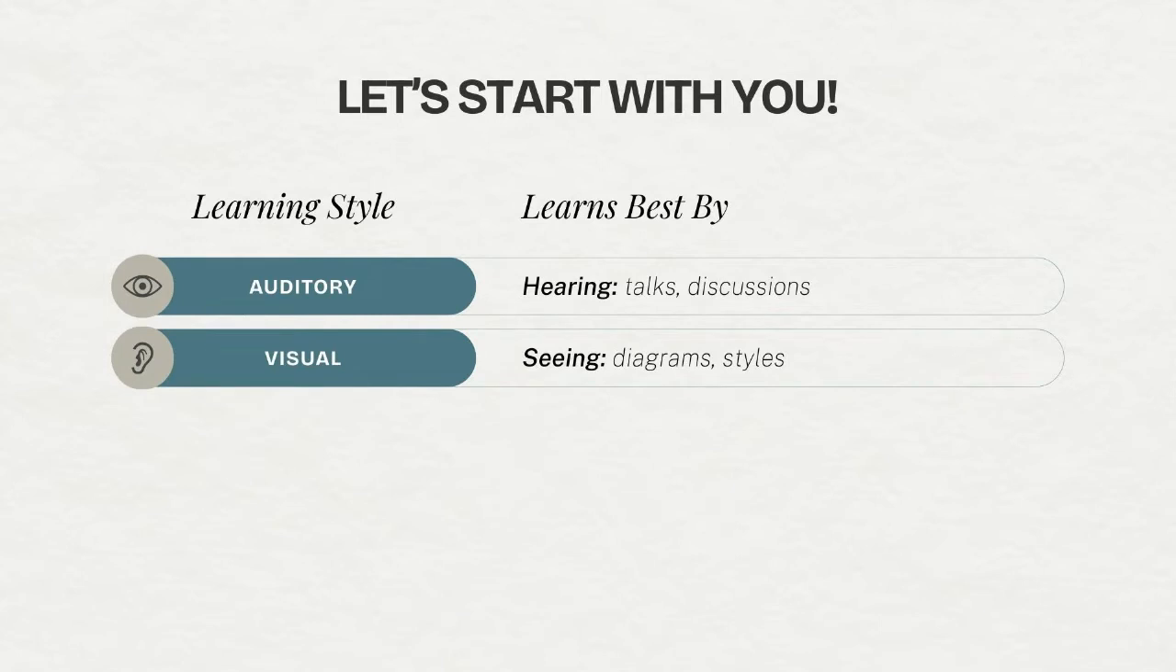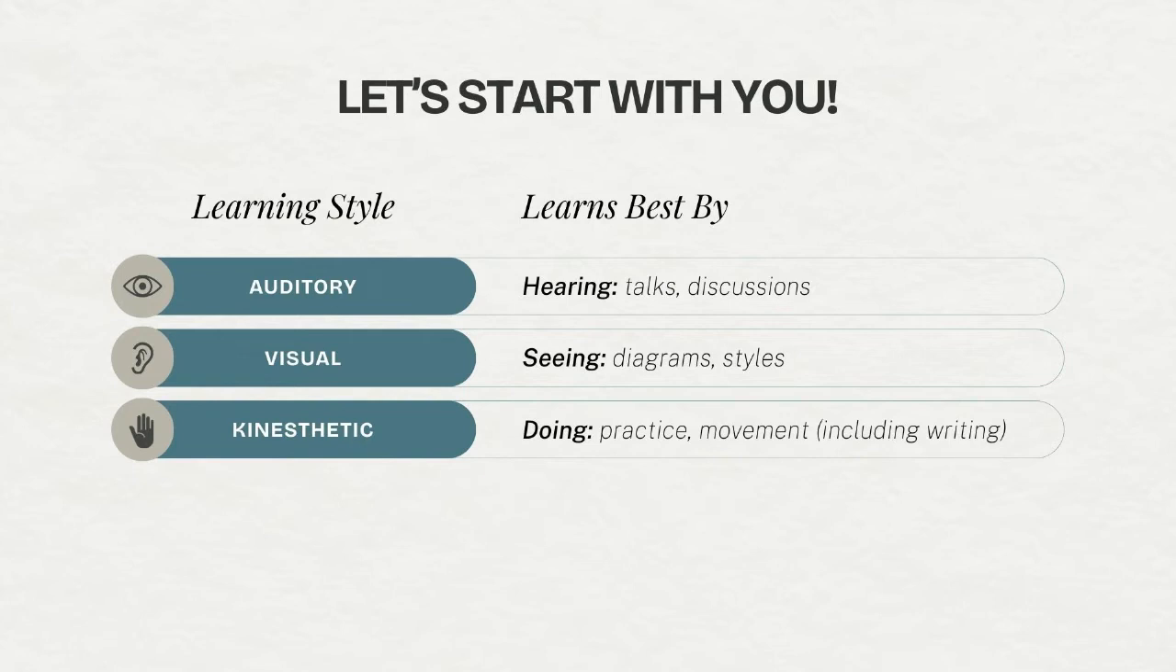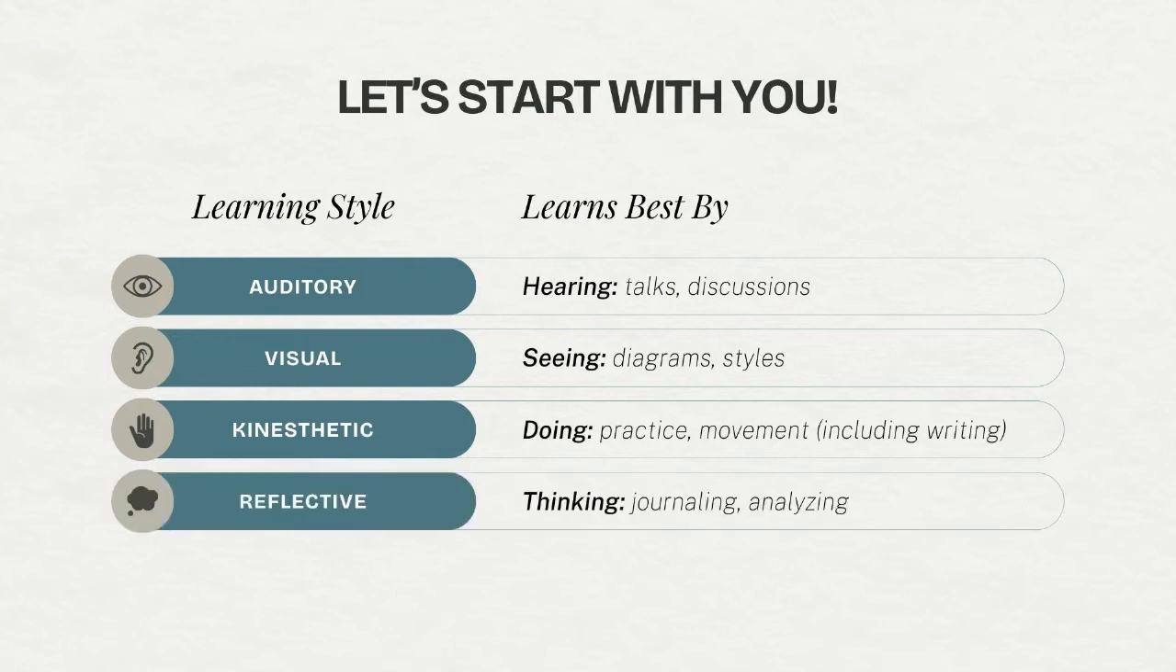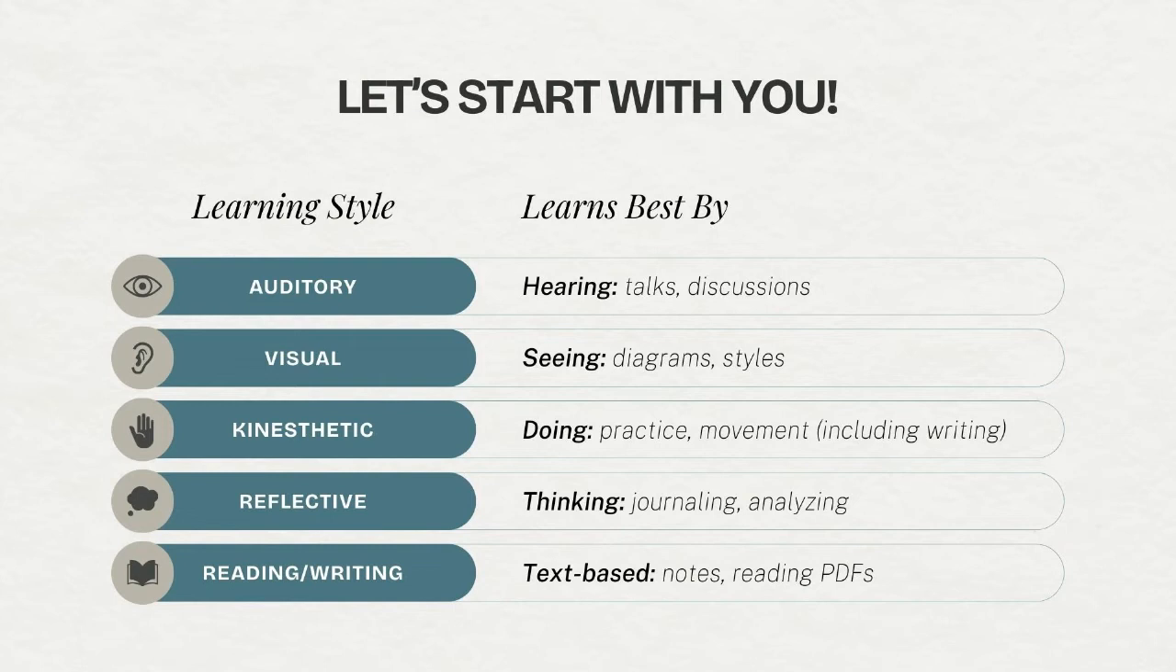Number 2, visual. Visual learners learn by seeing. They're going to love your diagrams, your slides, your whiteboards. Number 3, kinesthetic. These students learn by doing. They like to practice, they like to write, they like to be in movement while they're learning. Number 4, reflective. These folks learn by thinking. Journaling, analysis, moments to pause and simply reflect on what they've just learned. And number 5, reading/writing. These folks, yep, you guessed it, learn by reading, things like PDFs, checklists, written docs, and writing about what they have learned.